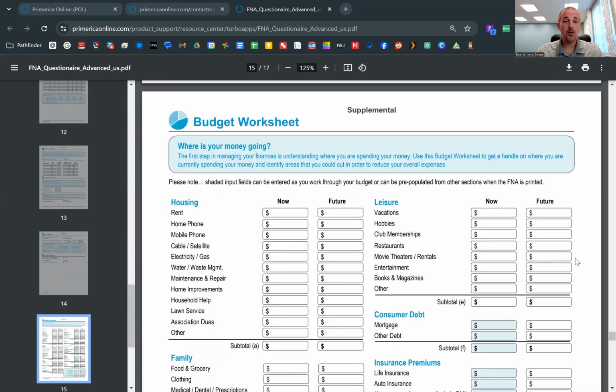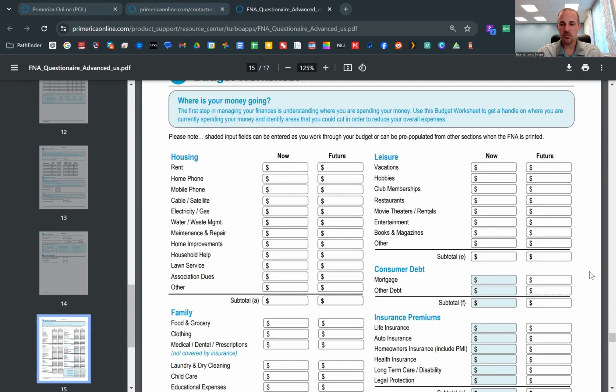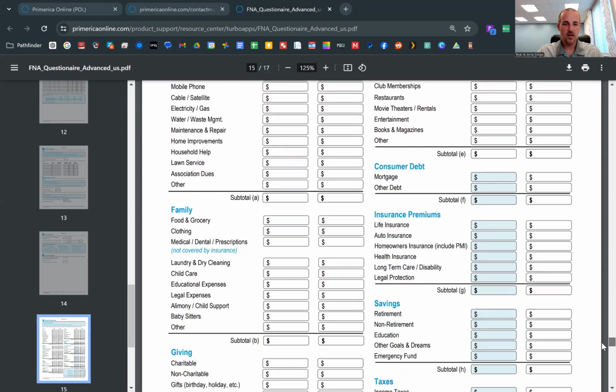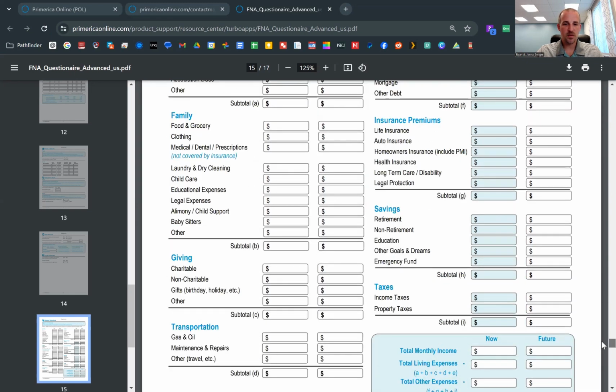So budgets. Personally, I don't do a budget for every single person. If they're young, just starting out and married, it's probably a good idea for them to sit down and do a budget together. Many times, sometimes they'll have that done already. They've already gone through that process. But here's a general budget worksheet, nothing too fancy, but it covers a lot of the areas people would spend money in.